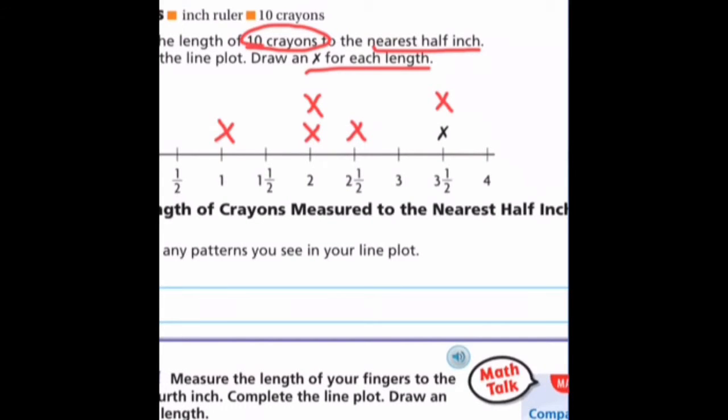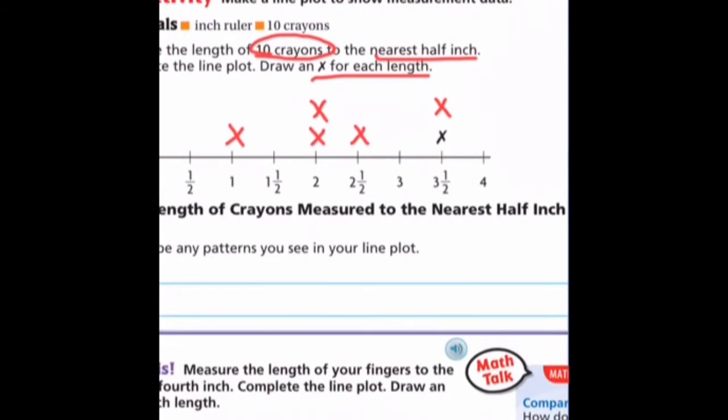Don't measure the same crayon more than once. Make sure you measure a total of 10 crayons to complete your line plot. If we look at my line plot right now, I have 1, 2, 3, 4, 5, I have 6. So I would need to do 4 more.